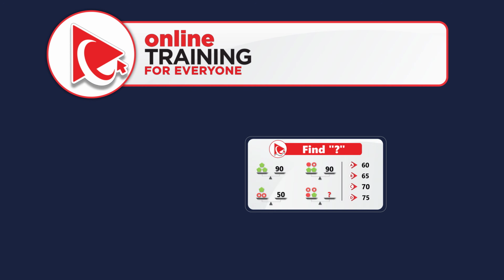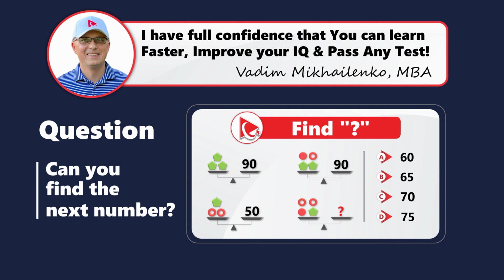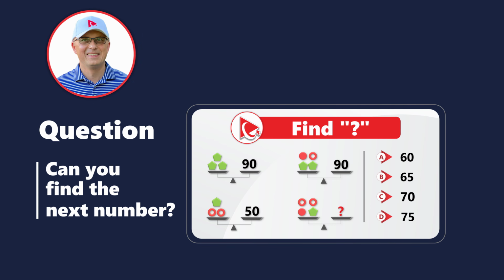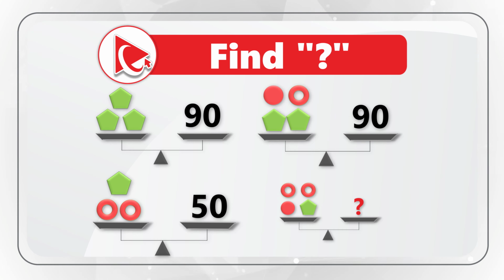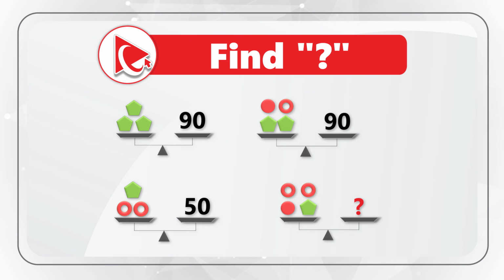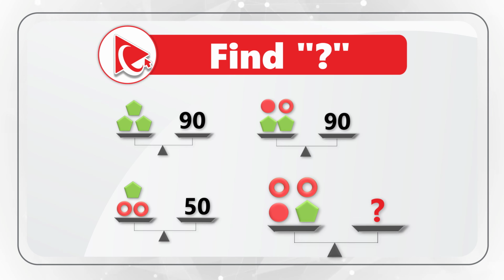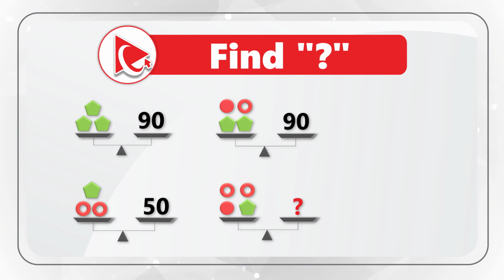And now I have something that maybe you were not expecting. Here's the practice question for you. You need to find the missing number, and you're presented with 4 scales. 3 scales have items on the left side and the number on the right side to make them equal. And the 4th scale only has items on the left and a missing number on the right in the form of a question mark. You need to calculate the question mark out of 4 different choices.